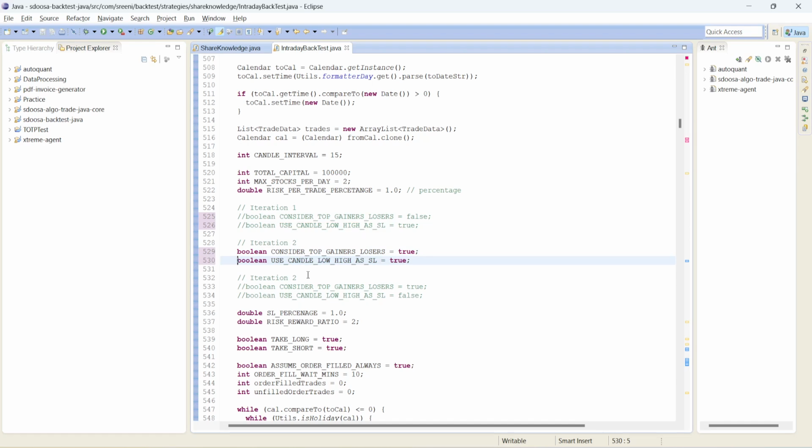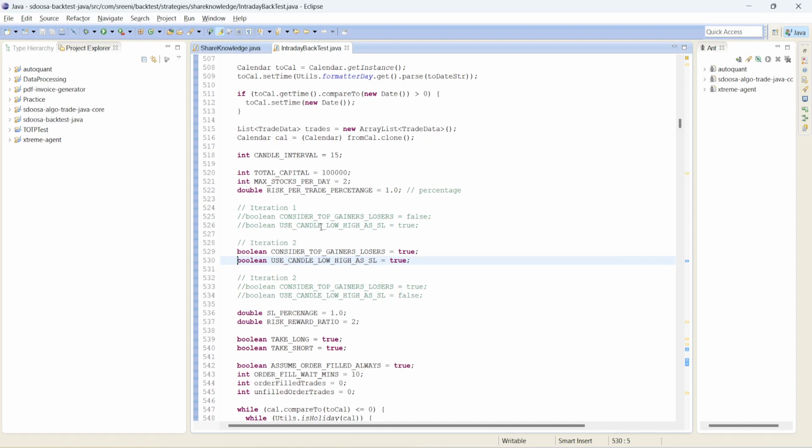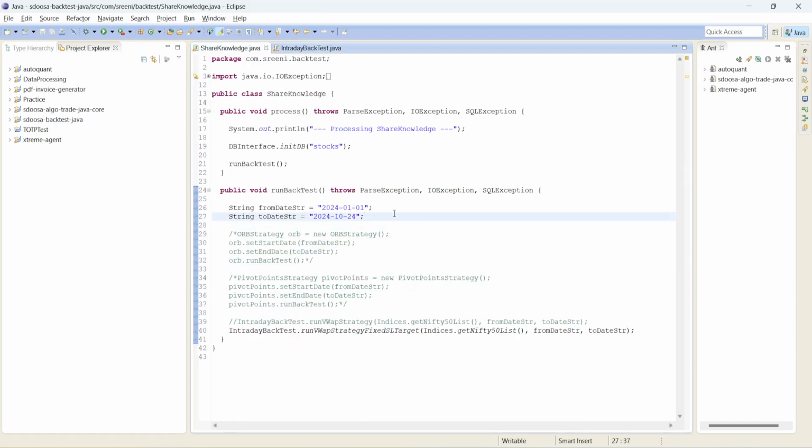So in iteration 2, the only difference from iteration 1 is we are going to select the top gainers and top losers for trading on a particular day instead of trading in all the Nifty 50 stocks. Okay, and the remaining logic is same as iteration 1. Let me run the test.